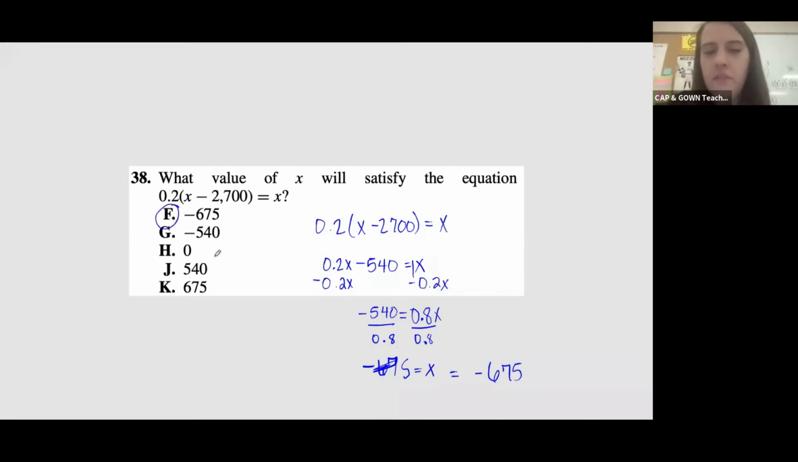If you didn't want to solve it, this is a great place to start with your plugging and chugging. If you started with 0, you get 0, multiply it, and you would get that it's not equal to 0. And then you can choose whether to go up or down with your number as well.